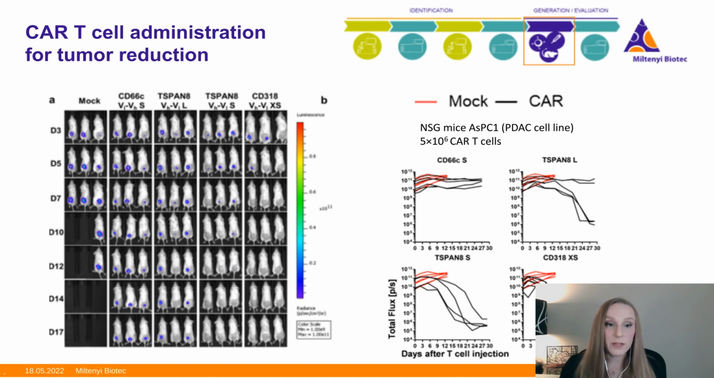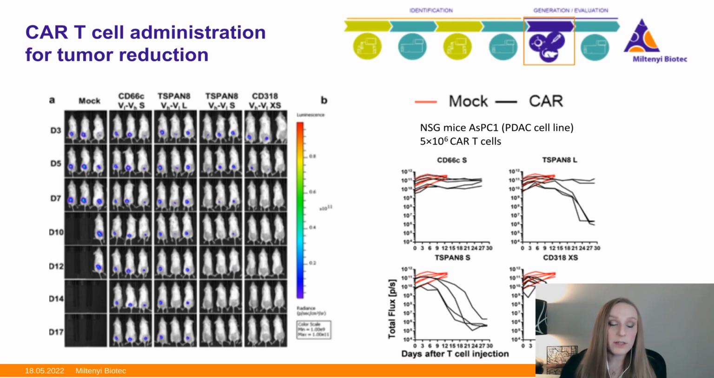So on the left-hand side, we're actually looking at the mice and the xenografts in there and the bioluminescence for each of those for the CD66C, T-span8, and CD318. The V underneath is just the different lengths of the linkers on the CAR T. And what we can see, at least visually, is that the CD66C and the CD318 were very good at reducing the size of the tumor. We can also get that graphically on the right-hand side.